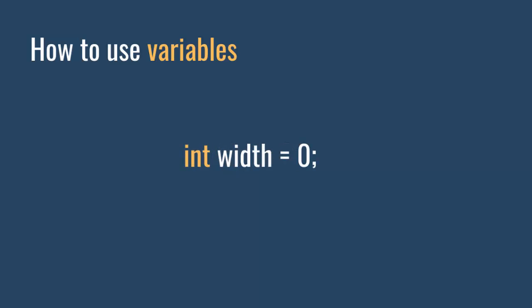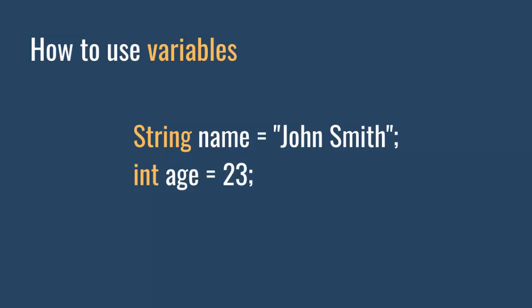Also, we can declare and assign simultaneously. Here, we initialize the variable to 0. In Java programming, if we use variables as a string type, we must enclose the value in double quotation marks. If we use variables as an int type, we don't need to enclose the value.